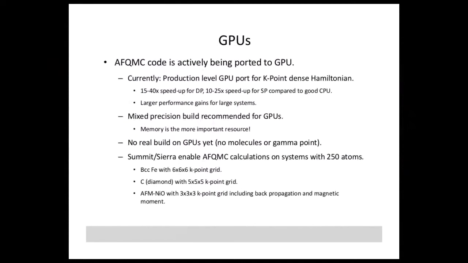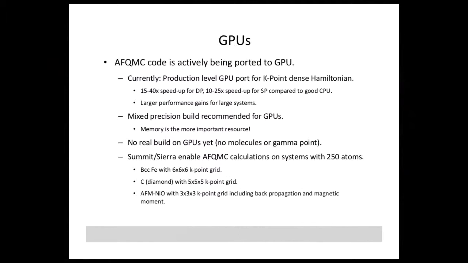And finally, the last slide: there is a GPU port. Currently, it's only for the K-point code, only for the representation of the Hamiltonian that is explicitly for K-points, mainly because it clearly shows our interest. That's what we want to do right now. But we are working slowly through the rest of the code, and within the next 3 to 6 months, we're going to have a full port of all Hamiltonian types.